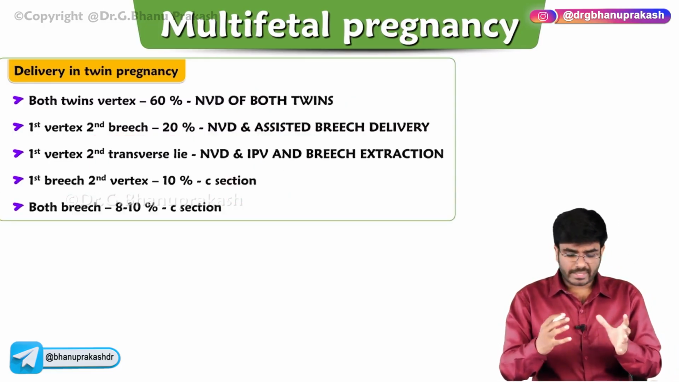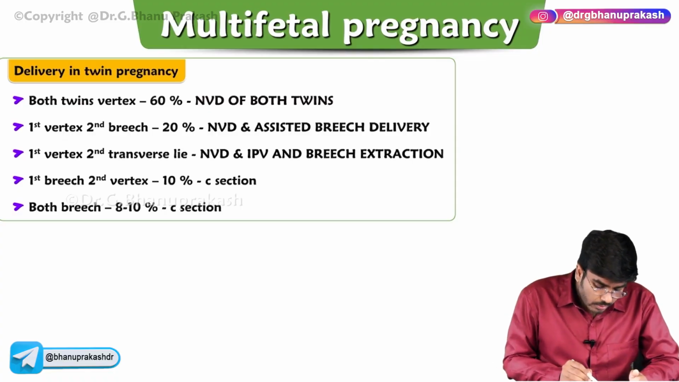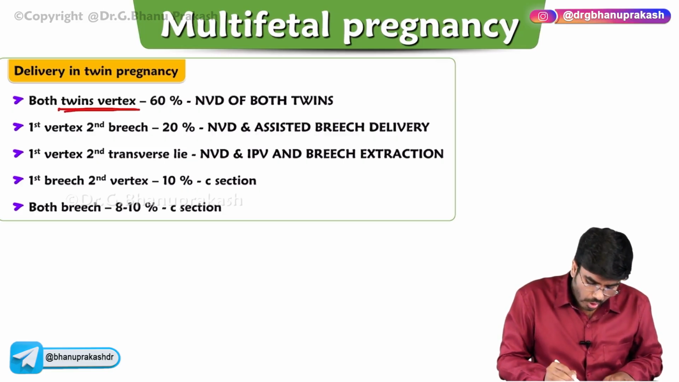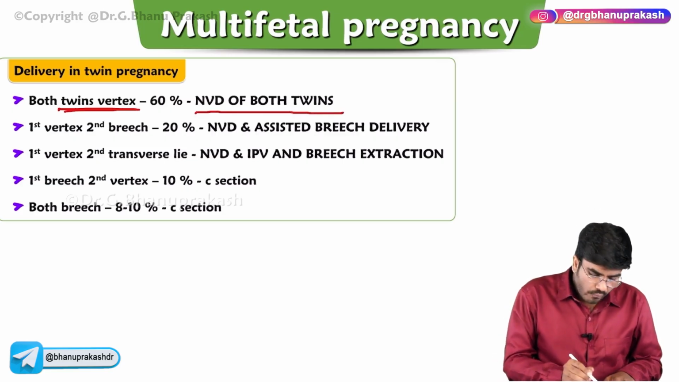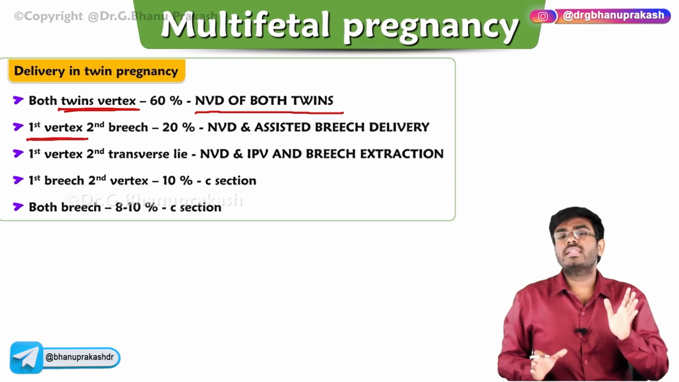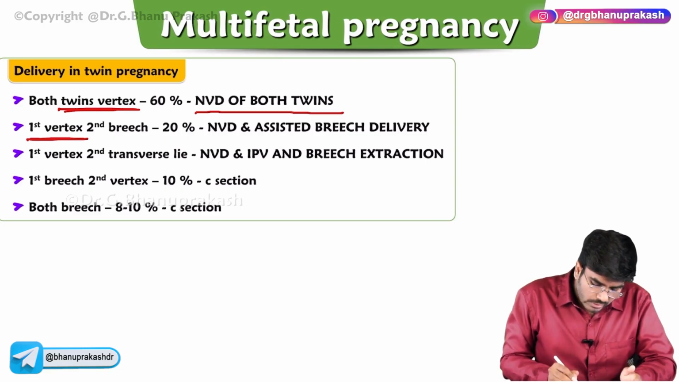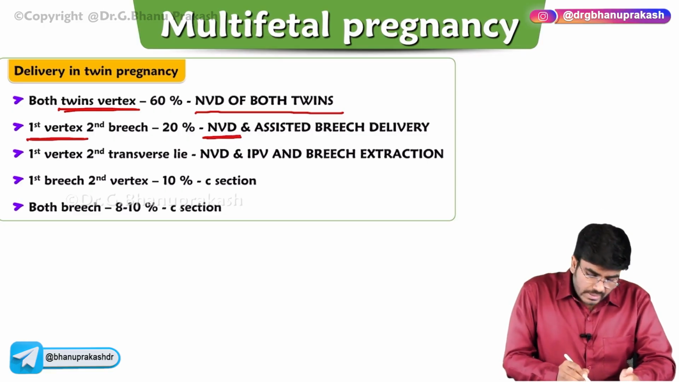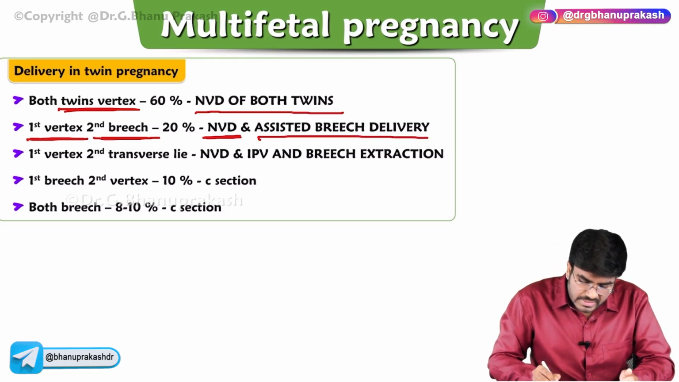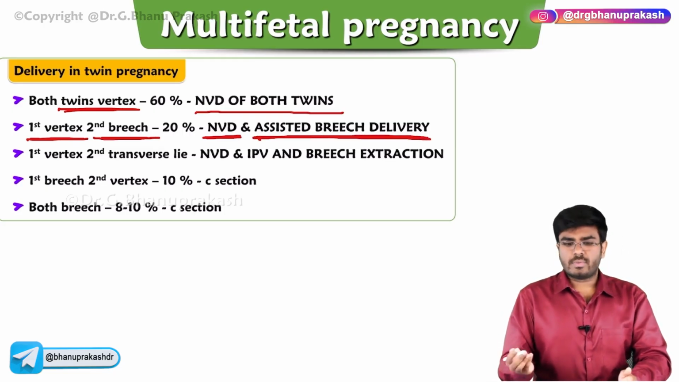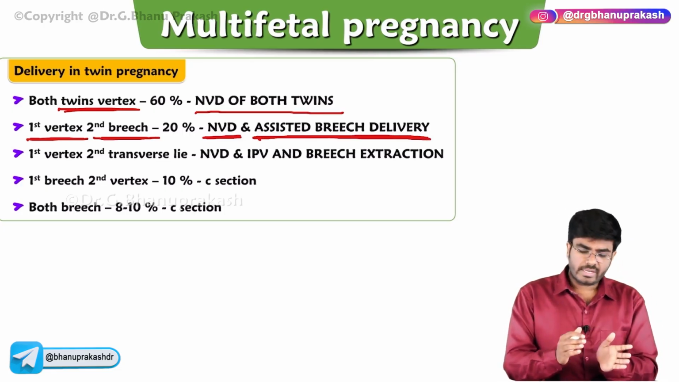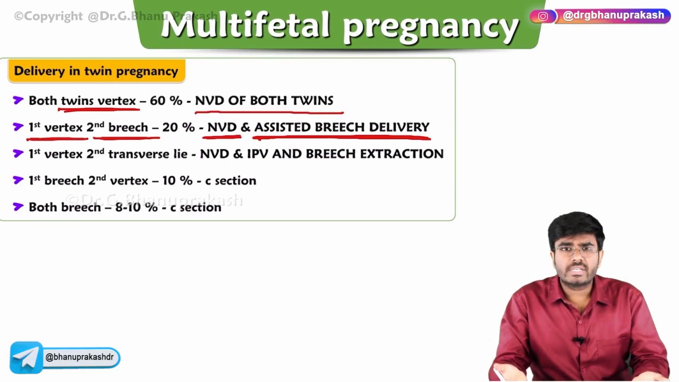Okay, so please concentrate here. I'm just summing it up. Both the twins are vertex. Most common position. Very good. Normal vaginal delivery of both the twins. First twin is in vertex, or first twin is in cephalic position. Good. We can try normal vaginal delivery. So do the normal vaginal delivery of the first twin. Second twin is in breech. What can we do? We can do assisted breech delivery of the second twin. See, ultimately at the end of the day, it is normal vaginal delivery only. Assisted breech delivery is also normal vaginal delivery.